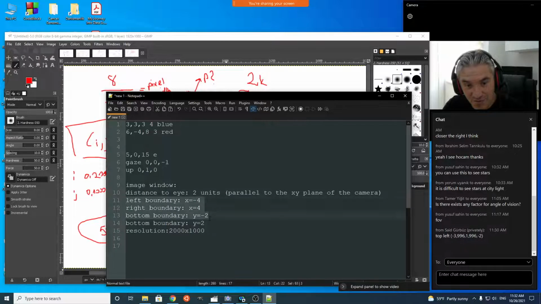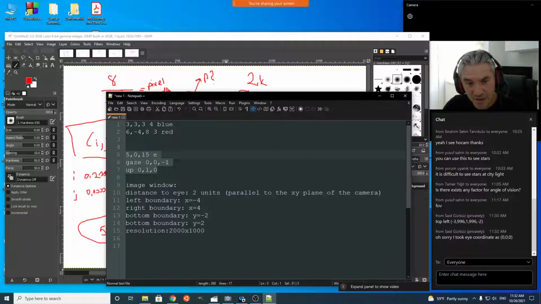This left boundary, right boundary, bottom boundary, everything here, the camera position, camera gaze, camera up, was given with respect to the world coordinate system. But when I was talking about, no, you don't need to be sorry.